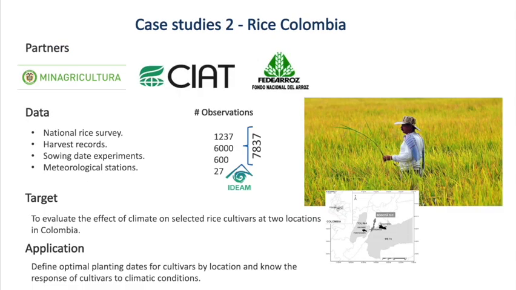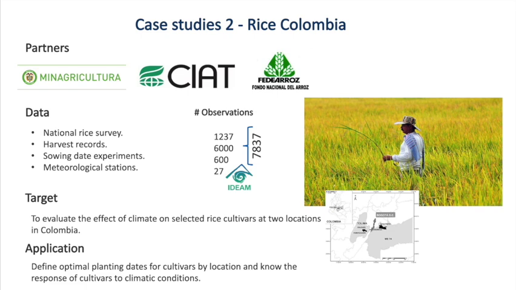The second case was focused on rice in Colombia. In this case, we worked with the Ministry of Agriculture in Colombia, CIAT as the research center, and the Fondo Nacional de Arroz, the Rice Federation in Colombia. It's an association of rice producers in Colombia, and they carry out a lot of research on this crop.